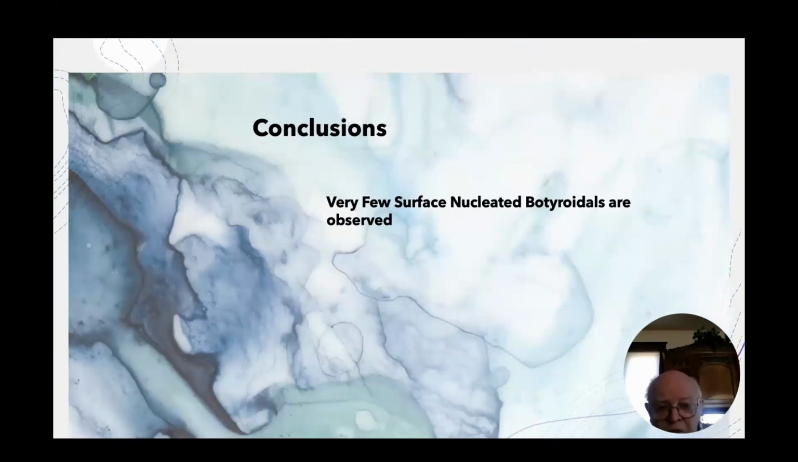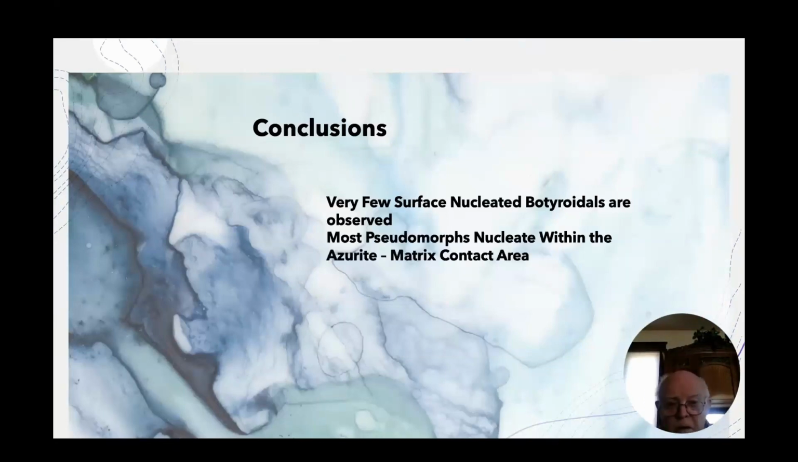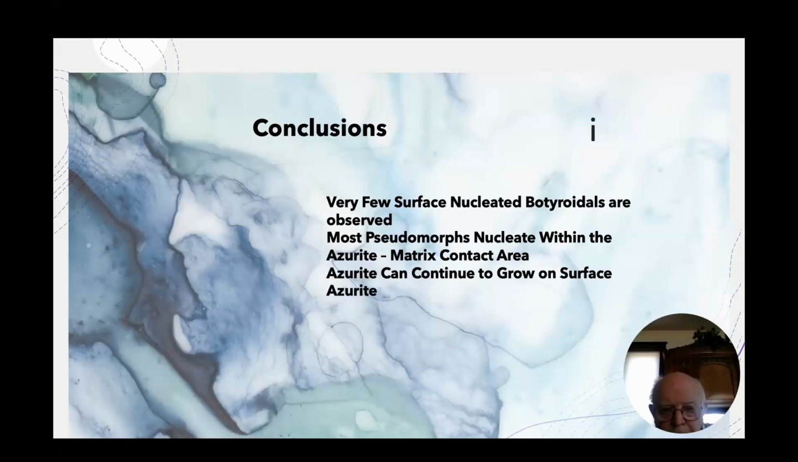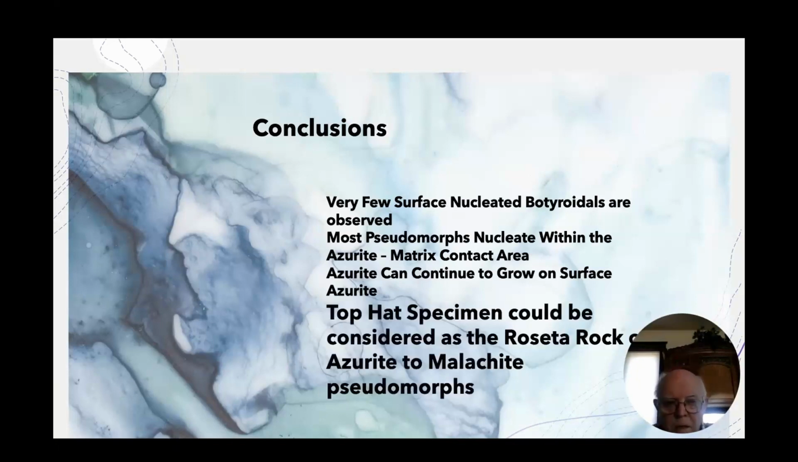Surface nucleated botryoidals are rarely found on these pseudomorphs. Most of these pseudomorphs are nucleated within the matrix azurite contact area. Azurite can continue to grow on the outside surfaces of the azurite crystal while the pseudomorph is growing within the crystal. I suggest that the top hat specimen could be considered as the Rosetta Rock of azurite to malachite pseudomorphs because of all the features present in this specimen.